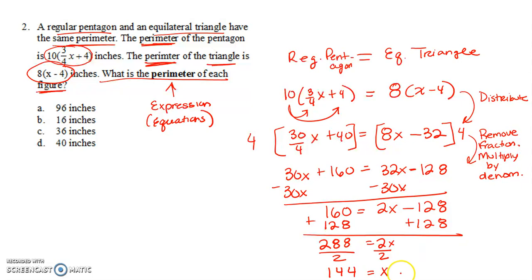Okay, so now that I have x equals 144, I'm going to plug this into one of my equations, because remember, this is not my perimeter. Let's see, what's my perimeter? I'm going to use the easiest equation. I'm going to use 8 times quantity x minus 4.